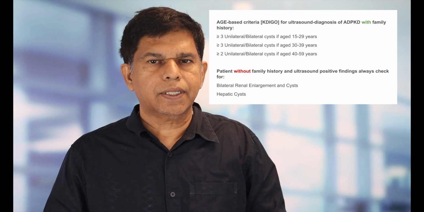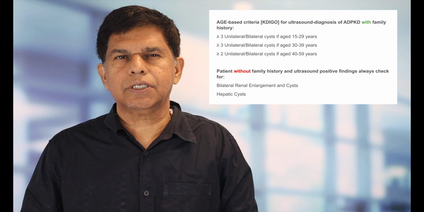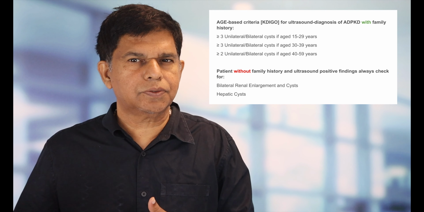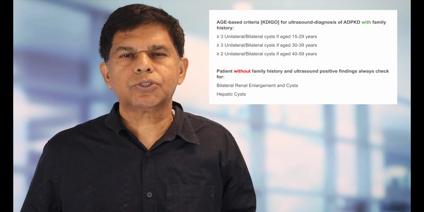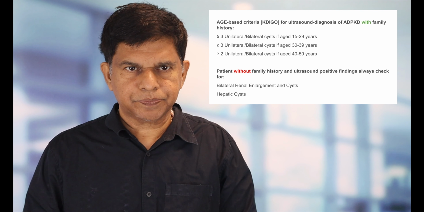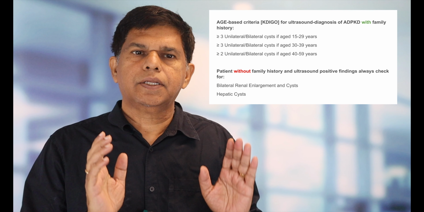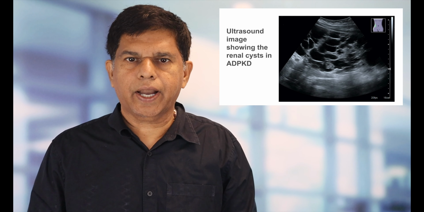Okay, the next thing you also need to know: if you don't have a family history and you find cysts on ultrasound, again, you look for bilateral renal cysts. You also look for hepatic cysts in those people. Okay, that's very important. Now, this is a great picture. Remember, this picture is worth 1,000 words. Look at all the cysts you have. Okay.